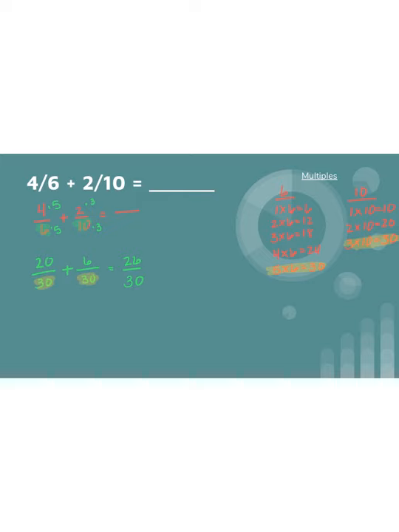Okay, so when I look at 26 thirtieths, I see that they're both even numbers, so I can divide both of them by 2. So 26 divided by 2, and then 30 divided by 2. So remember, whatever you do to the top, you got to do the bottom. So 26 divided by 2 is 13, and 30 divided by 2 is 15. So that can't get any smaller, so my final answer will be 13/15.